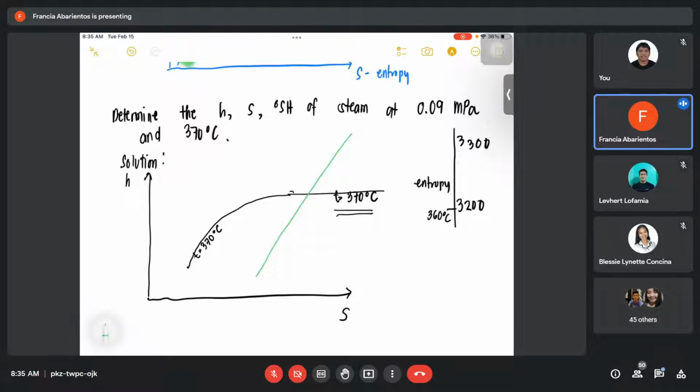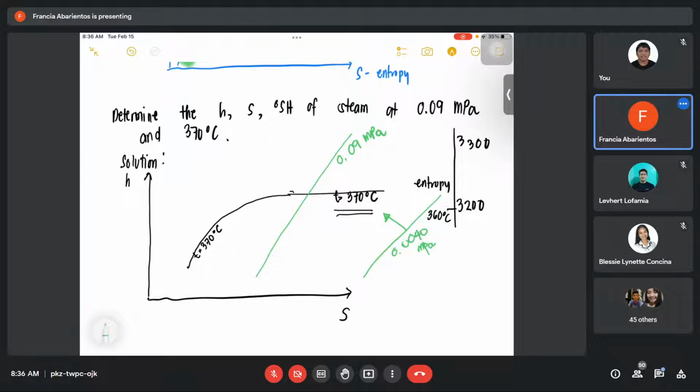Ayan. From 360, ito yung guide lang, class, pinapakita ko po. This is now your pressure line, 0.040, this is in megapascal, MPa, so on and so forth, hanggang mahanap natin. Okay, papunta doon. So, hanapin mo na si 0.09. Okay? 0.09 MPa.